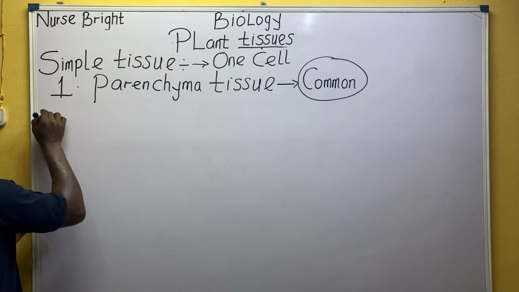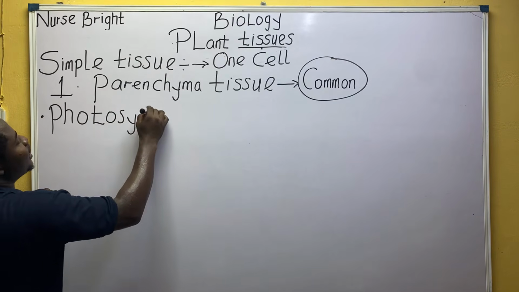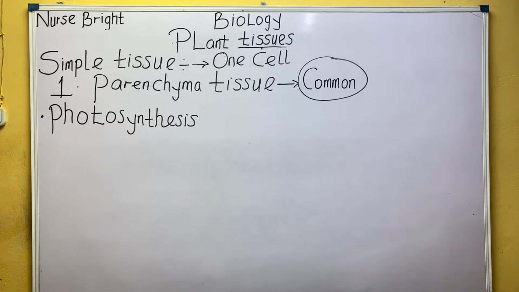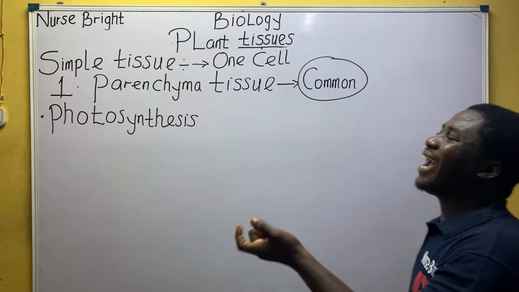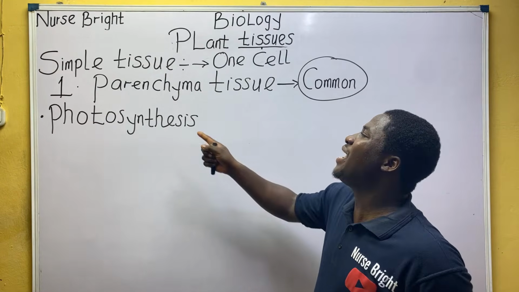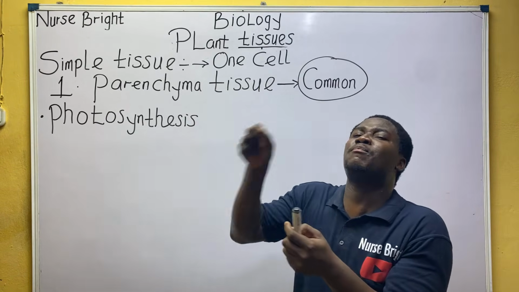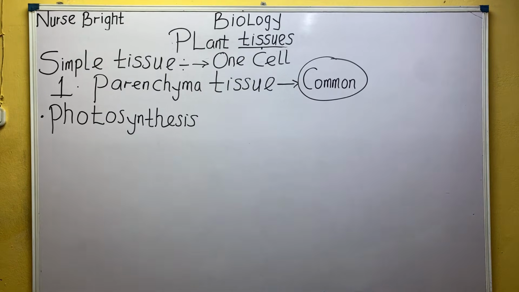One of its functions is that it helps in photosynthesis. This is very essential, and I believe you know what that does. Now let me just tell you something. Remember, for you to be a tissue, you are made up of cells, right? So there are some special parenchyma tissues that help in the photosynthesis that we are talking about.